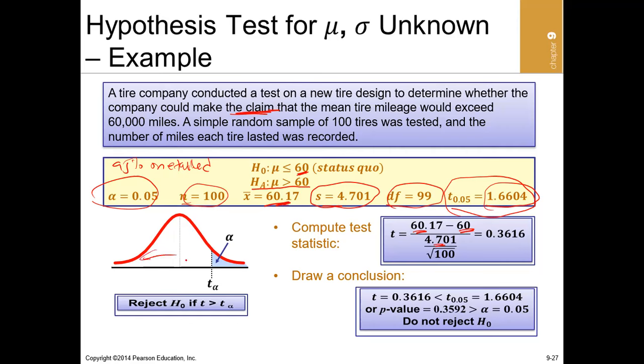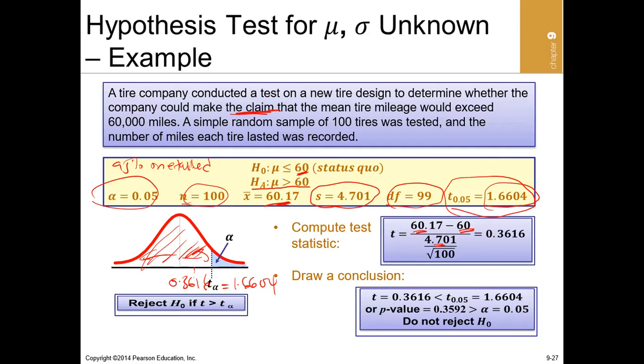Now, remember we are looking for less than or equal to 60, but we allow for a little more up to a point. The critical t value is 1.6604, and the computed t value is 0.3616. So 0.3616 will be less than the critical value. Once it is less than, it is within the acceptance region. So we accept the null hypothesis, or we do not reject the null hypothesis.